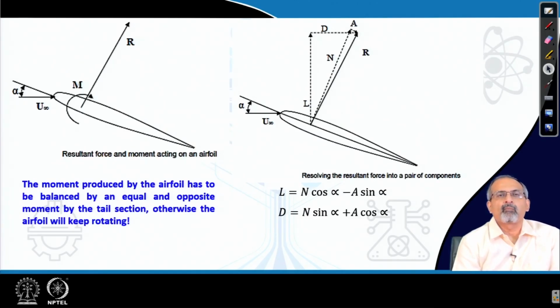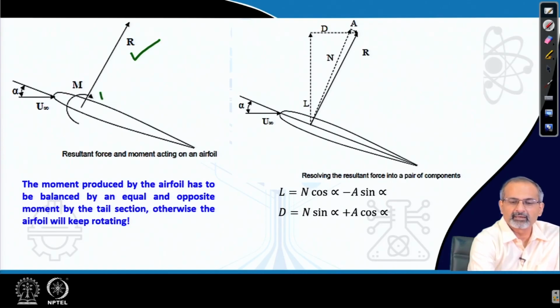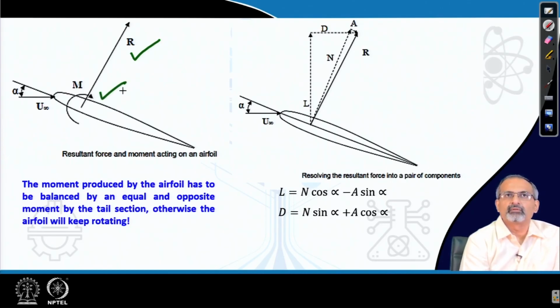Now, we were talking about a distribution of pressure and shear stress about the airfoil. If you look at the sum total effect, what it produces, we find a resultant force and a moment. The moment depends on a reference point about which we are calculating the effect of the pressure and skin friction, and the moment has to be balanced by an equal and opposite one, which in a practical aircraft configuration comes from the tail section. If you do not have a balancing moment, then that would actually keep the airfoil rotating. So, you need to keep it oriented appropriately at that angle of attack and not allow it to rotate, and therefore, you need to balance it with an opposite moment which is created from the tail section.